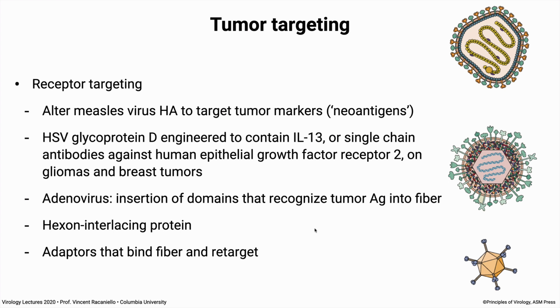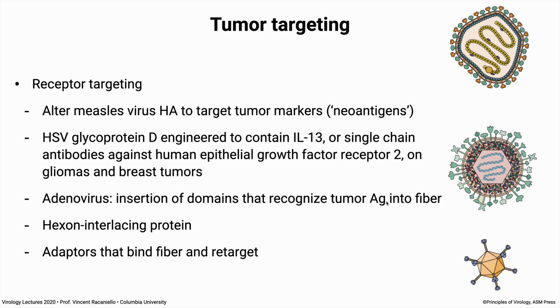Another approach to making viruses specific for tumors, what we call tumor targeting, we can target receptors. Tumors have what we call neoantigens. They have proteins that are not found on other cells because the tumor genome is mutated, right? It's highly mutated because the cells have been growing and mutating. So you have brand new proteins, very different from existing ones, and you can identify those and target viruses to attach to them. For example, you can alter the Measles HA to target tumor markers. One of the glycoproteins of herpes simplex can be engineered to recognize proteins that are abundant on tumor cells.